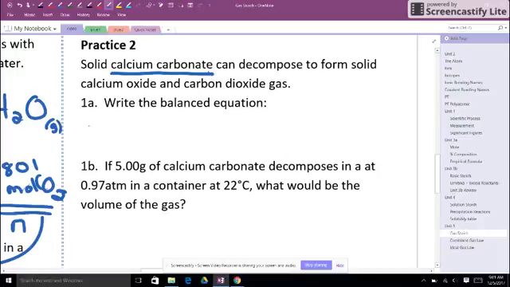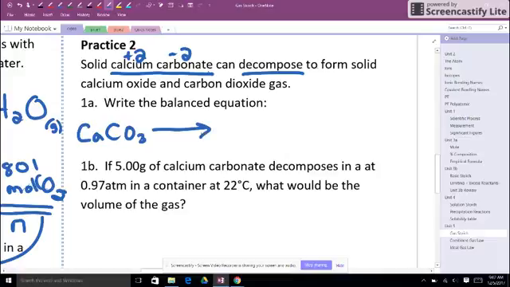So calcium is Ca. Remember, calcium is a +2 ion. Carbonate is CO3. It's a -2. So it looks like these balance out. Charges balance out here. So CaCO3 can decompose. So when things are decomposing, we're just going to get that arrow there.